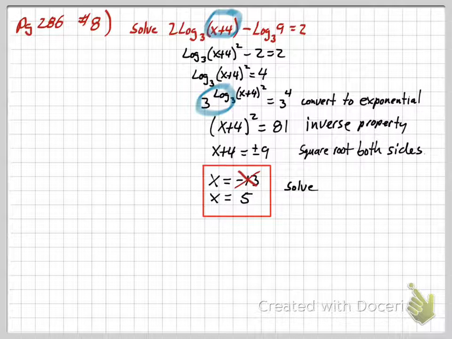Now, why did I cross out the negative 13? Remember, a logarithmic term cannot be negative. So if I take negative 13 plus 4 in this logarithmic term here, I'm going to get negative 9, and that can't happen. So I have to throw that answer out. Make sure you go back and check your answers. Sometimes they both make sense. Oftentimes you have to throw one of them out. Okay, let's go to the next problem.